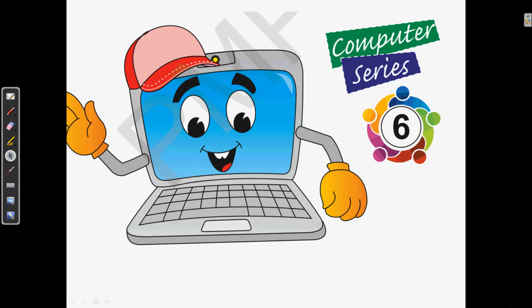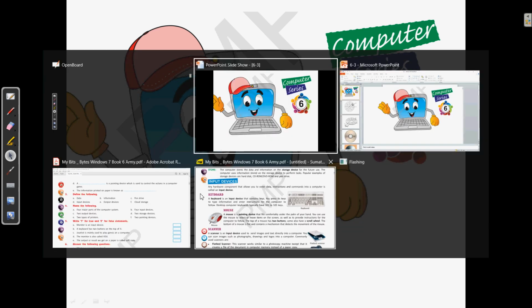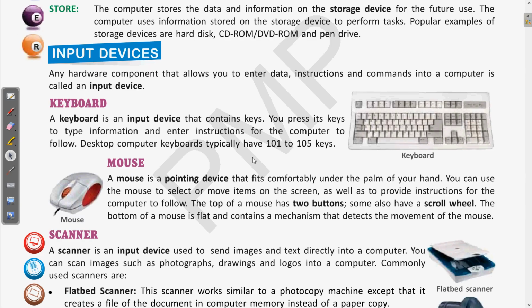So before moving further, let us have a quick revision of what we have discussed in the previous classes. Coming to our textbook, in the earlier classes we were discussing the different input output devices. Let us have a quick revision of that. We have seen different input devices like keyboard, mouse and scanner, in which keyboard and mouse you are already familiar with.